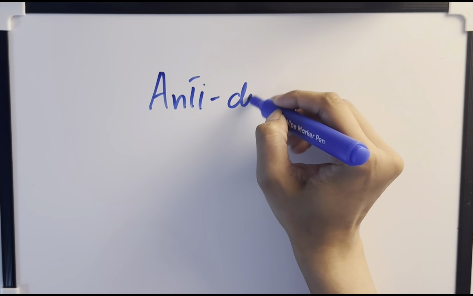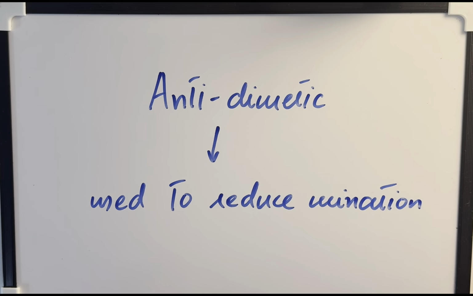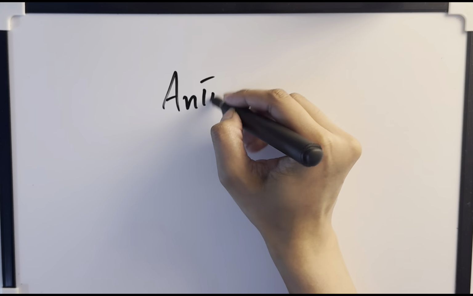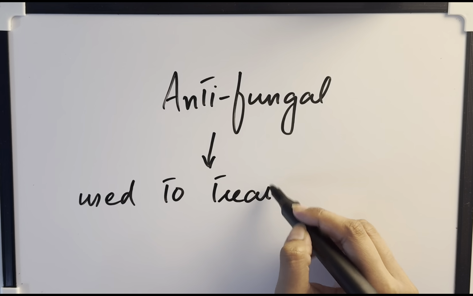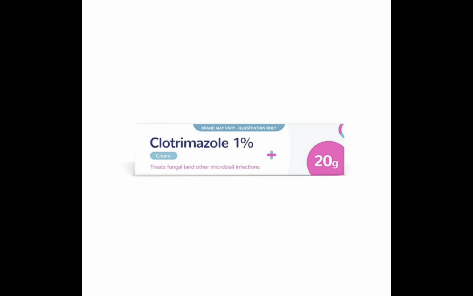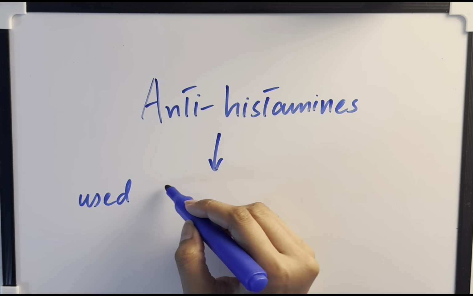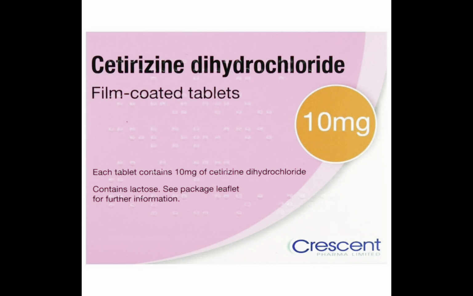Next one is antidiuretic. These are the drugs that are used to reduce urination. The most common example is vasopressin. The next is antifungal medications. The antifungal medications are the medications that are used to treat fungal infections. The most common example is clotrimazole. Next one is antihistamines. Antihistamines are the drugs that are used to relieve symptoms of allergies. The most common example is cetirizine.